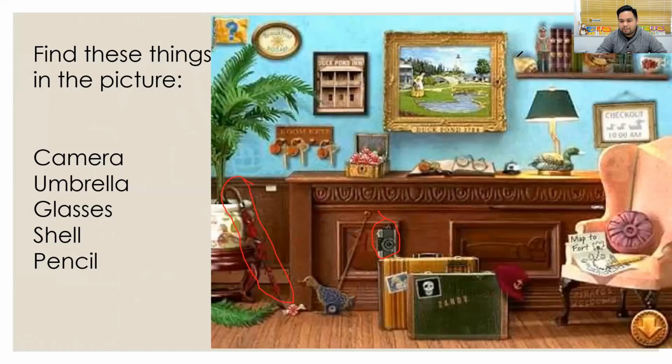Shell is up here. I don't see it. And then the pencil. The pencil is on here. Prepositions. Very good, Isabel. Yes, it's a good thing that you can practice prepositions for. And depending on the image, again, you can review previous lessons' vocabulary.